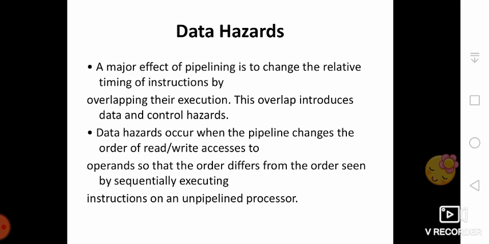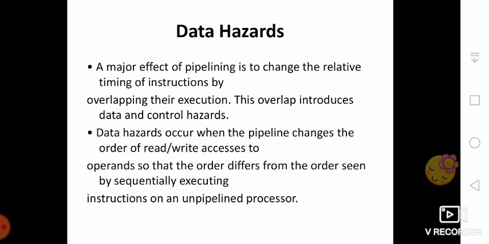We minimize data hazard stalls by forwarding. The problem is solved with a simple hardware technique called forwarding, also called bypassing and sometimes short-circuiting. Forwarding works as follows: the ALU result from both the EX/MEM and MEM/WB pipeline registers is always fed back to the ALU inputs. If the forwarding hardware detects that the previous ALU operation has written the register corresponding to a source for the current ALU operation, control logic selects the forwarded result as the ALU input rather than the value read from the register file.